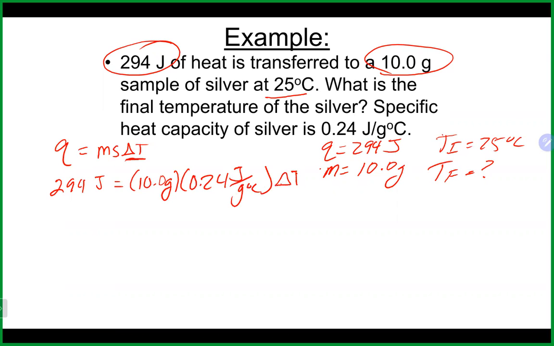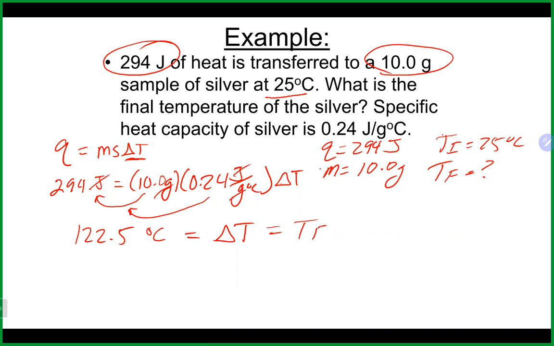And if you want, you can leave it as a delta T, or you could do final minus initial in that case. At this point, we're basically going to divide everybody to the other side. And when we do that, we'll get 294 divided by 10 and divided by 0.24. Going to give us 122.5. Unit wise, the joules here will cancel as we divide. So will the grams. This would now be degrees Celsius equals our change in temperature, which is our final minus our initial temperature, right? So in this case, it's important to make sure it is final minus initial.